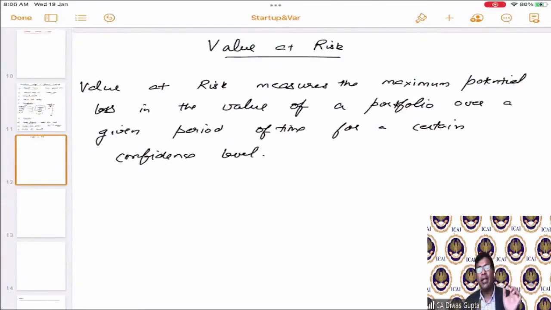I will make you understand the meaning of each and every term in this value at risk, and then we will cover 4 questions also to make our understanding better.